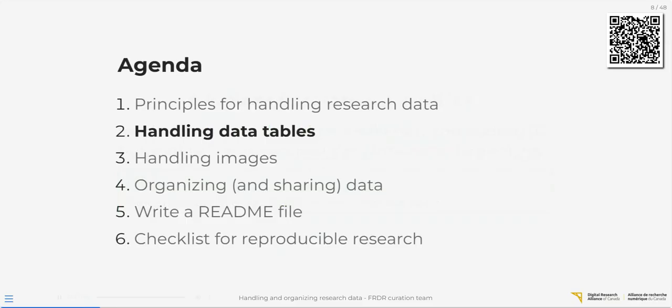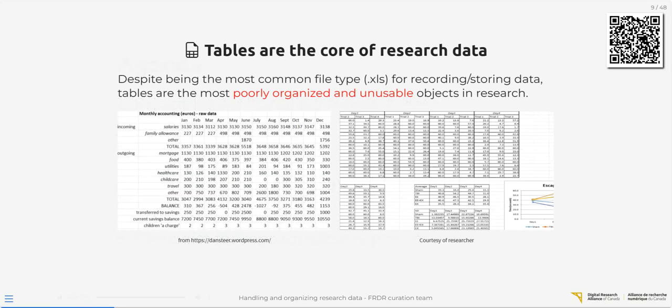Let's explore essential practices for handling data tables. Tables are the core of most scientific datasets. Even though spreadsheets, like Excel files, are the most common way to record and store data, they're often poorly organized and sometimes even unusable. Here, you can see some real examples: spreadsheets with merged cells, inconsistent formatting, or mixed types of data in the same column. These issues create major obstacles for analysis and reuse later.